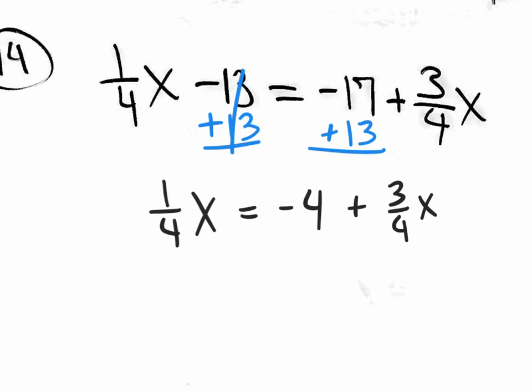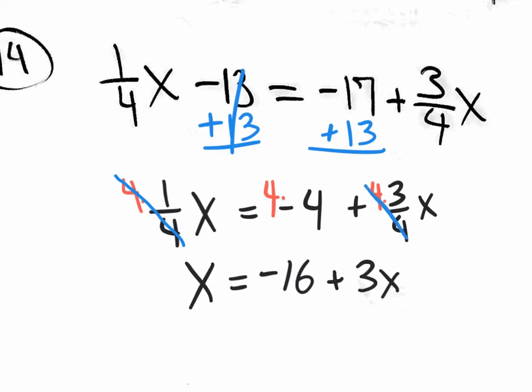So now let's multiply everything by 4 times 4 times 4. Of course, the 4 on top and the 4 on the bottom cancel out. You're going to have a 1x left over. And then we have the equal sign. We have 4 times negative 4. That's negative 16. And then we have the 4 and the 4 that cancel out. And we have a positive 3x left over. So I still need to solve.